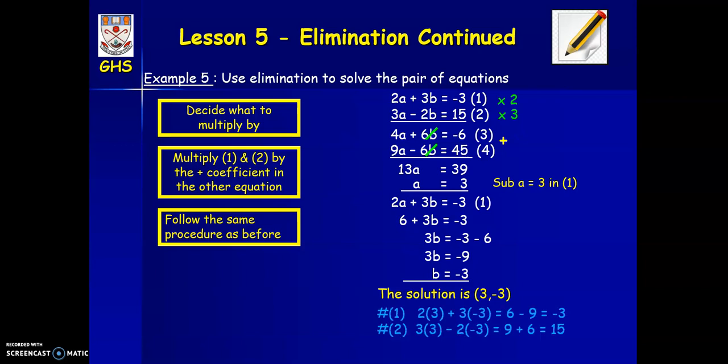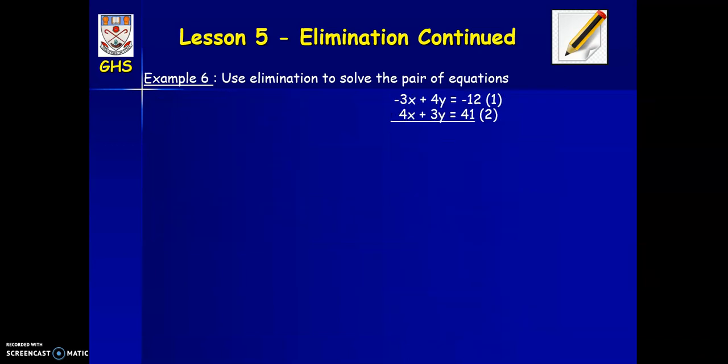Again, double check your solution in equation 1 and equation 2. Equation 1 should give us negative 3, equation 2 should give us 15. If we get those answers, then we know our solution is correct. Let's try a second full example just to make sure that you understand the process.